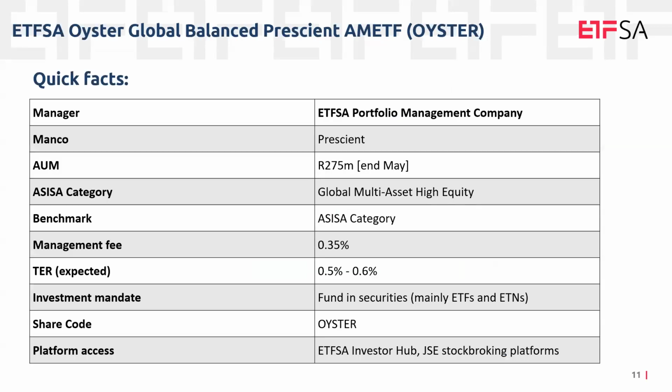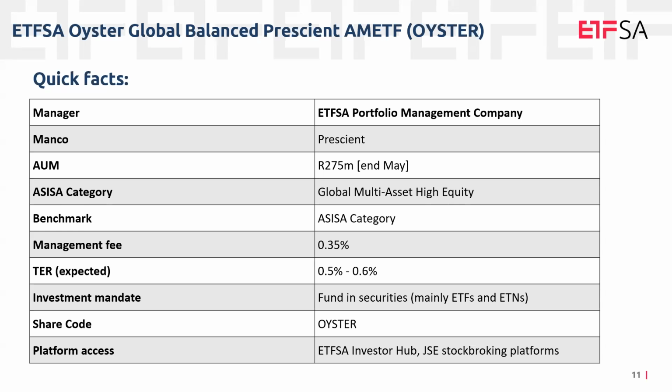So in summary, there are some quick facts around it. We are doing this in partnership with Prescient as our manco. Current AUM is 275 million rand already as it is listed on the JSE. You'll see that our management fee on this is 0.35%. We expect the total expense ratio, which includes the cost of all of those underlying ETFs, to settle somewhere between 0.5 and 0.6%. We are not allowed to disclose a total expense ratio until the fund has been in existence for a year, but you can get a sense there of what we expect this to be.